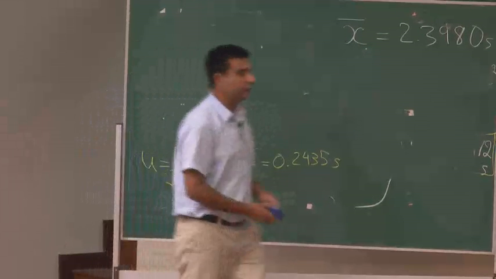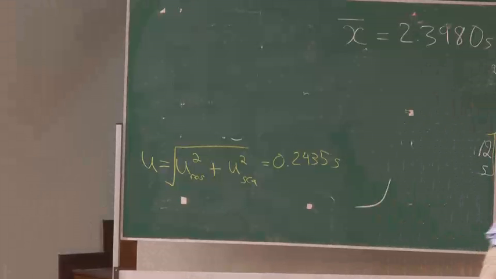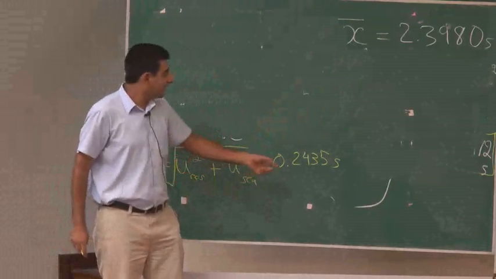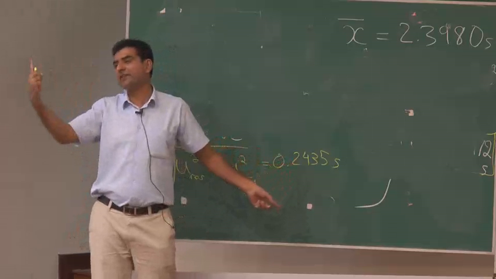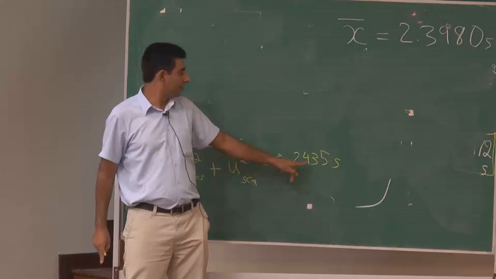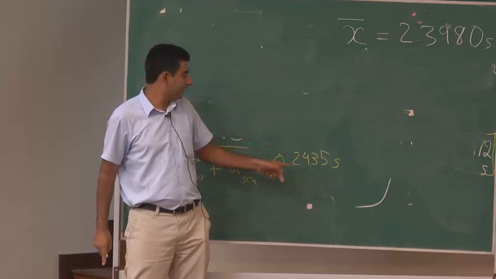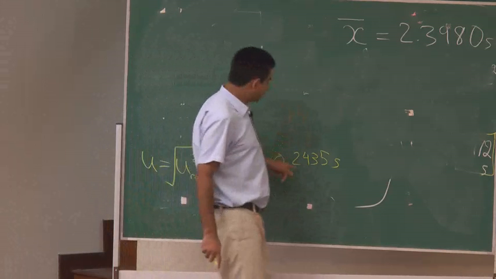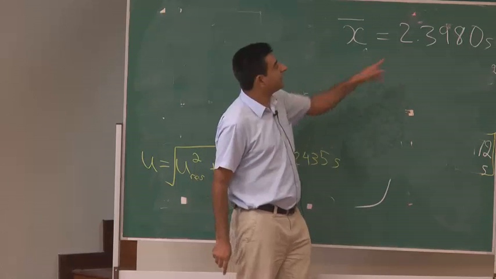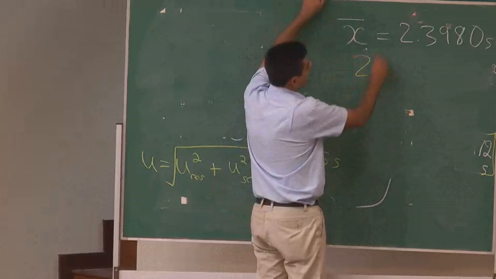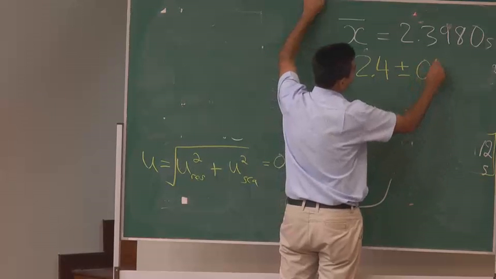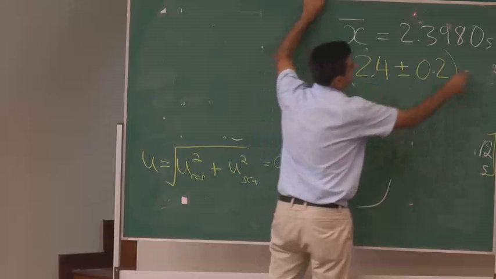And now I would like to quote a final result. Now the final result, I have two options. The first option is that I just keep one significant figure in the uncertainty. So I only keep this 2. So there's no rounding off that takes place here. This becomes 0.2, and if I just keep this 2, that is one significant figure in the uncertainty, my result would be 2.4 plus minus 0.2 seconds.